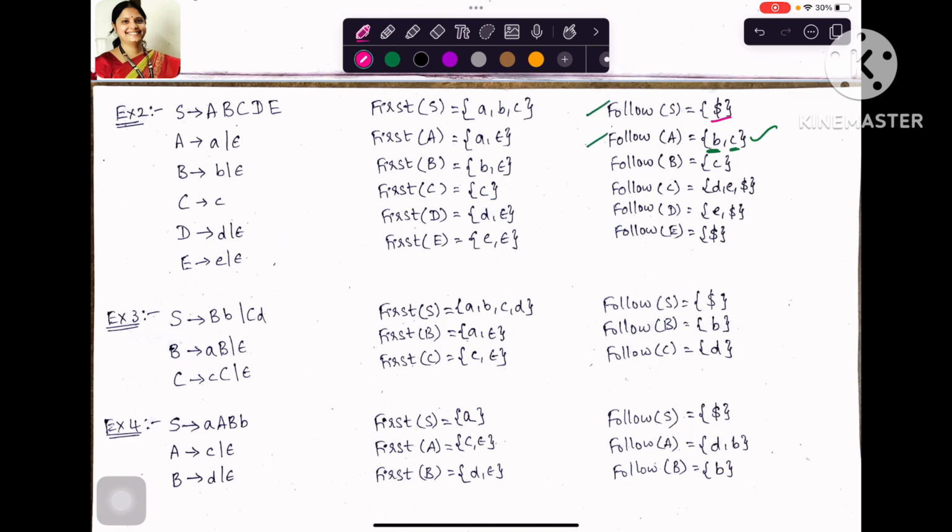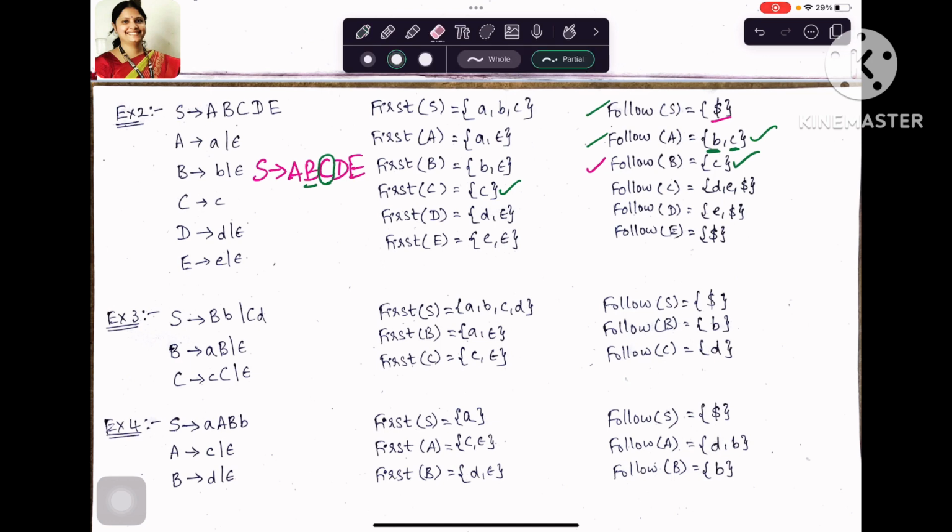Now let us calculate the follow of B. In order to calculate the follow of B, we have to find B in the right hand side of the productions, and the production is S produces A, B, C, D, E. So follow of B is C. As C is a non-terminal, we first calculate the first of C. First of C is c. We will write c as the result. Follow of B is c.